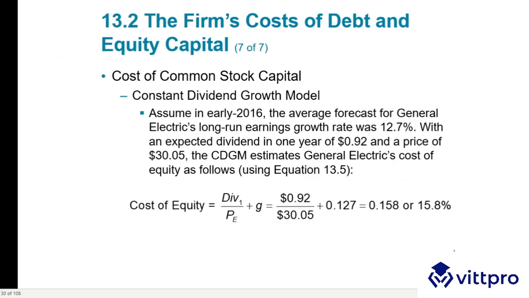So here is an example of the cost of equity. Let's say for General Electric, the long-term average forecast growth rate is 12%, and the expected dividend is 0.9 with a price of 30. What would be the cost of capital? It is 0.9 divided by 30 plus 0.127, which means 15.8%. So that will be the cost of equity itself. That's how we calculate the cost of equity.